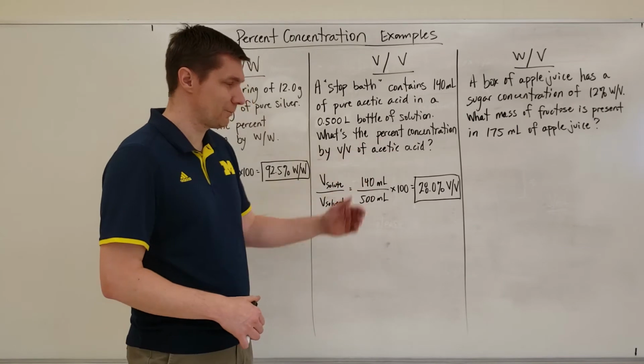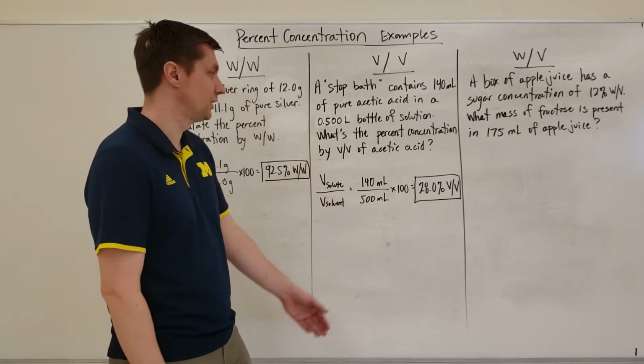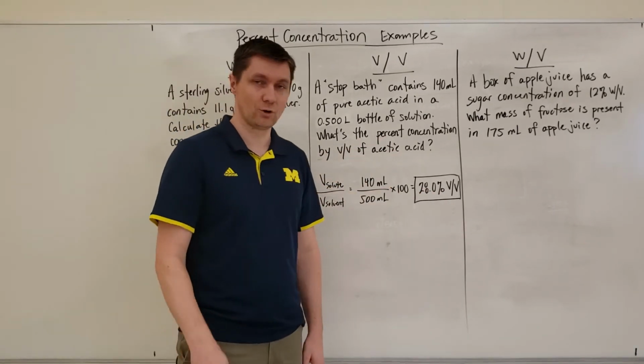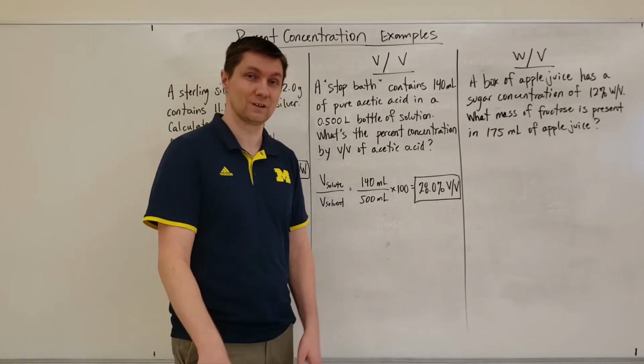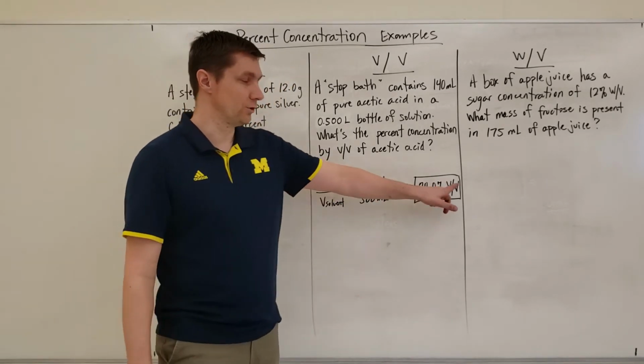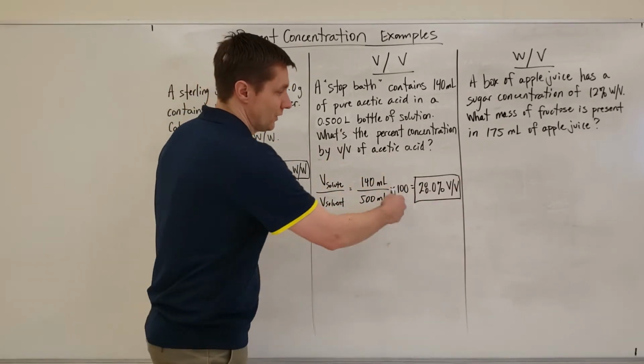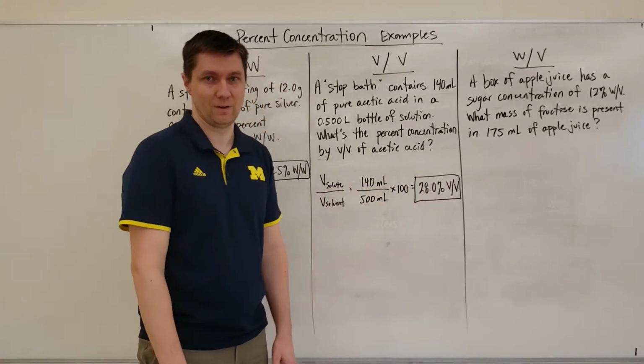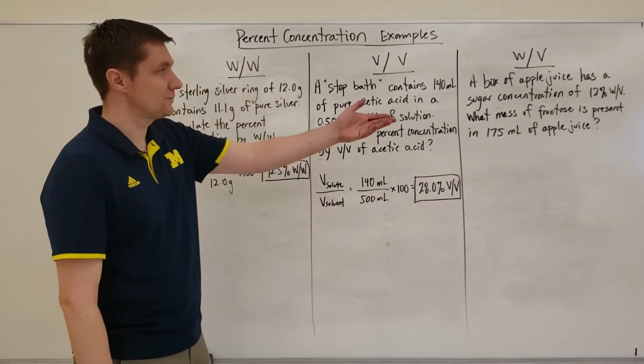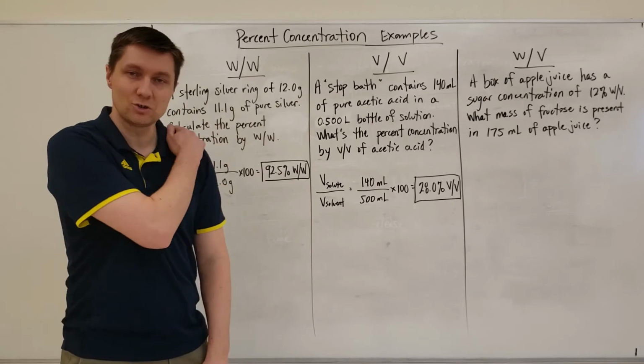And then you multiply that by 100 again to get your percentage, and you end up with 28.0. The 0.0 is important because of significant digits. Again, volume to volume. And so then there's my expression of my answer there for that one. Now this last one right here is a little bit of a twist.